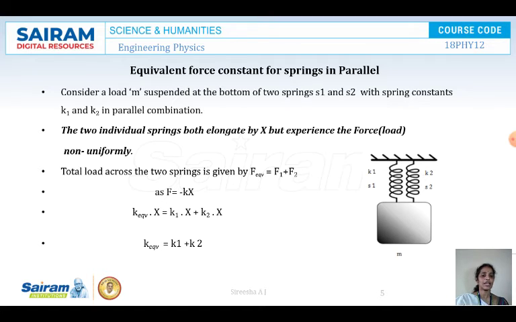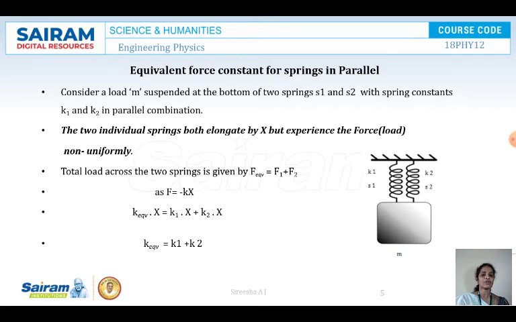As I told you, in the case of resistors, when the resistors are connected in parallel, voltage remains constant. Similarly, here when two springs are connected in parallel, both experience the same elongation, that is x, but experience the load non-uniformly. That means force is added up, but elongation is constant. In series, force is constant. In parallel, elongation is constant. So, the total force between the two springs, F equivalent, is equal to F1 plus F2.